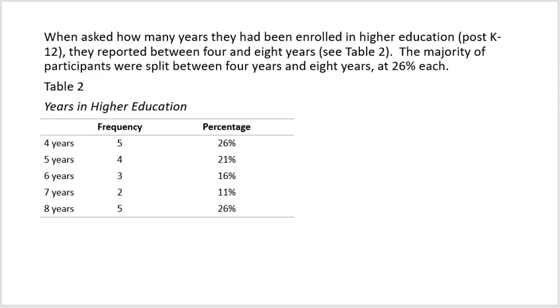So I'd go on to say about my paper then, I would say that when asked how many years they have been enrolled in higher education, post-K, they reported between 4 and 8 years. See Table 2. The majority of participants were split between 4 years and 8 years, 26% each. Table 2 then describes the frequency and percentages of the sample's years in higher education. You want to be as thorough as possible, but sometimes these sections are not very long, depending on how many demographic measures you've collected.